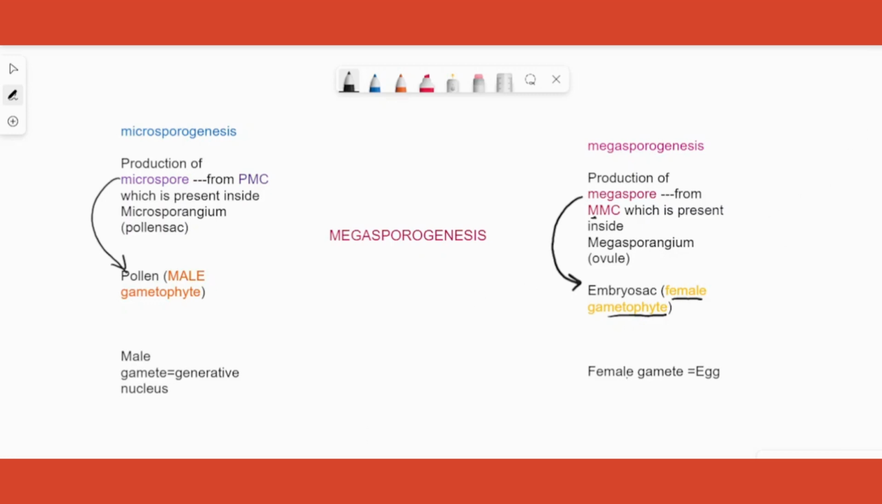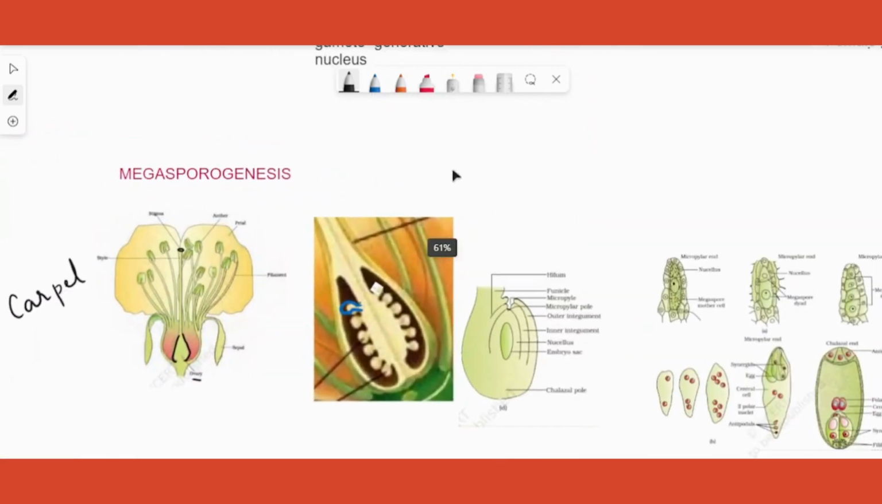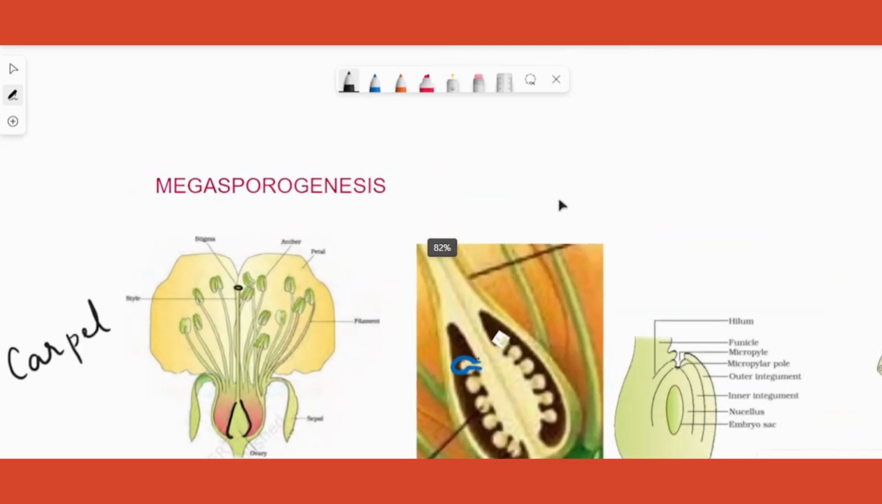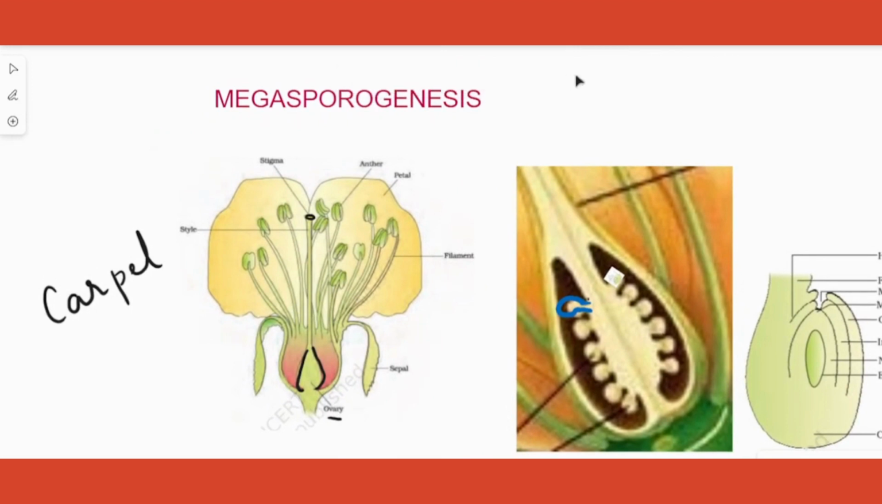Let's understand the whole process in detail. Let's have a look at all the pictures. It's much easier with the pictures than not. Megasporogenesis. So when we learned about microsporogenesis, I hope you remember, we started with the anther and then the filament. And then inside the anther we cut open the anther and saw that there are four different microsporangia inside. Similar here is the female reproductive part of the flower, that is the carpel.